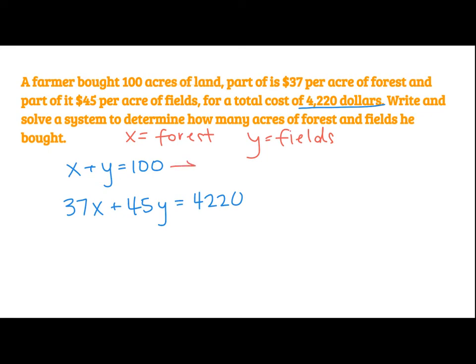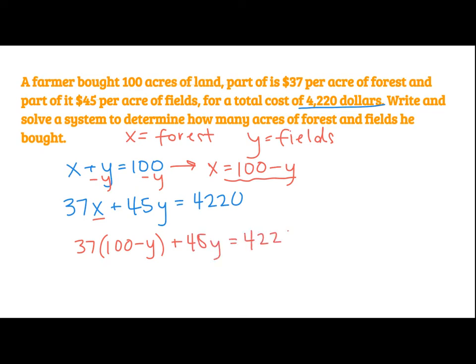Then we need to figure out which one is the easiest one to solve for a variable. I think this one up here is pretty easy, so I'm going to solve for x. Now I have x equals 100 minus y. I just subtracted y from both sides to end up with this new equation. So I'm going to go back down to my original equation for that one, and replace that x with my new look at x. So we have 37 times 100 minus y plus 45y equals 4,220.